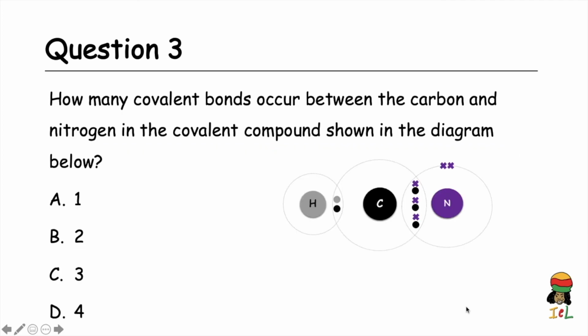Question 3. How many covalent bonds occur between the carbon and nitrogen in the covalent compound shown in the diagram below? A 1, B 2, C 3, D 4. The answer is 3, because there are 3 pairs of electrons, hence 3 covalent bonds occur between carbon and nitrogen.